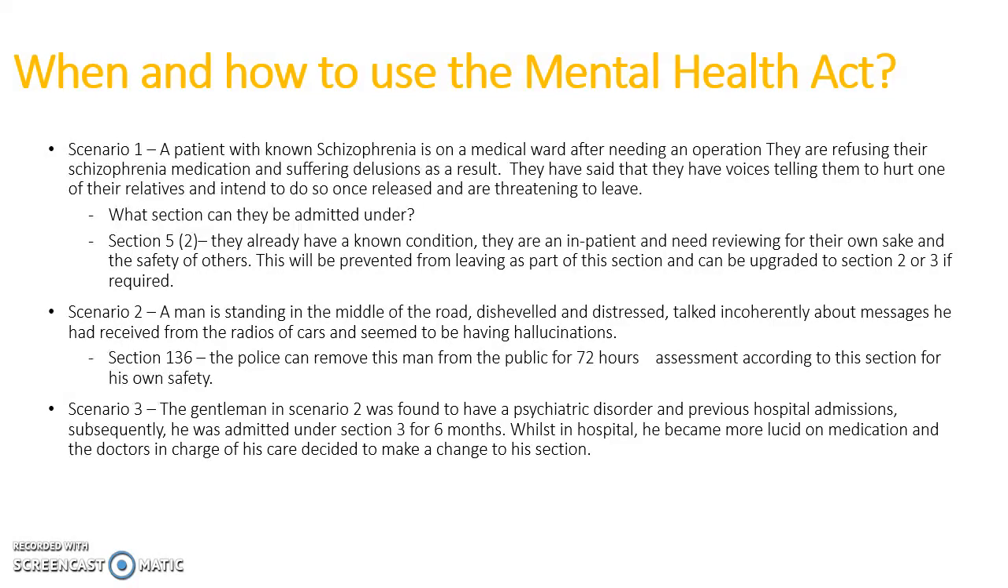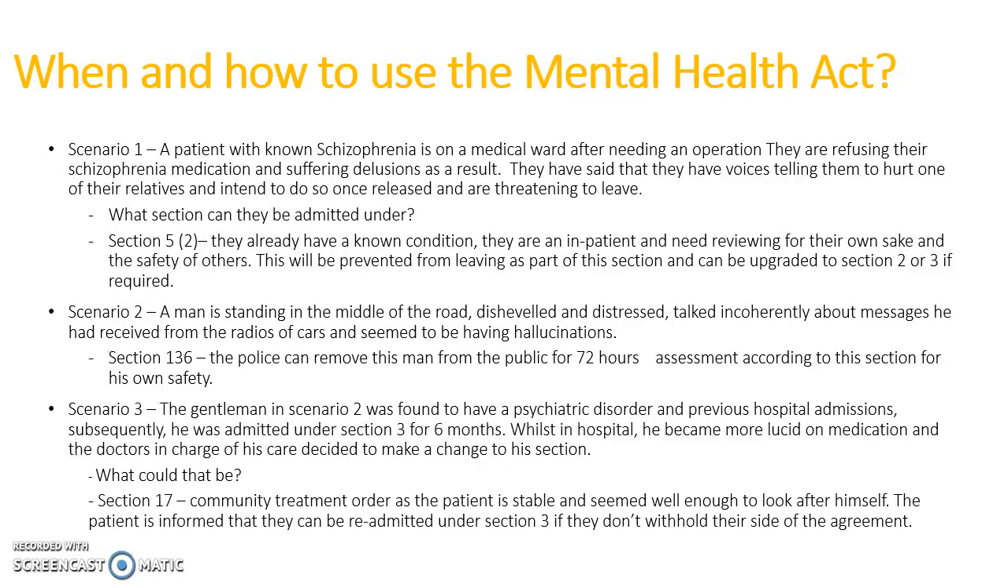Scenario 3. The gentleman in Scenario 2 was found to have a psychiatric disorder and previous hospital admissions. Subsequently, he was admitted under Section 3 for 6 months. Whilst in hospital, he became more lucid, and the doctors in charge of his care decided to make a change. What is this change? Section 17. A community treatment order, as the patient is stable and seems well enough to look after himself.